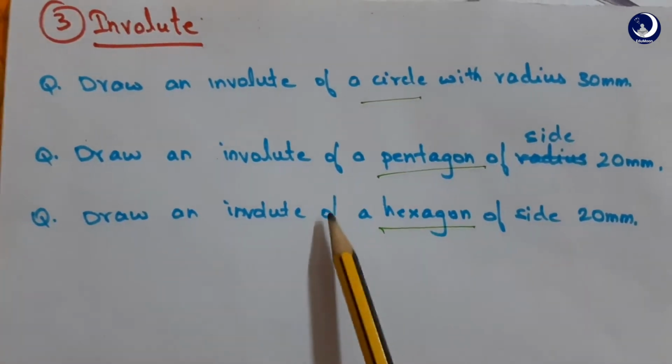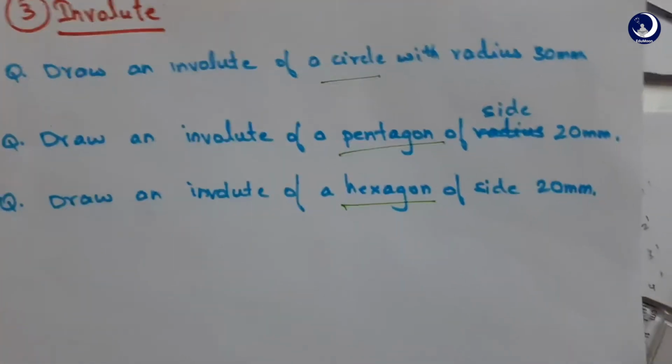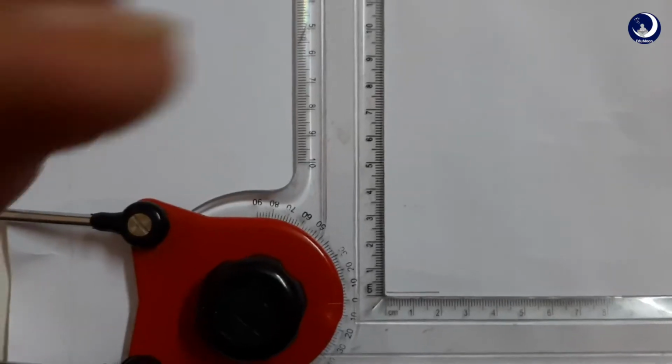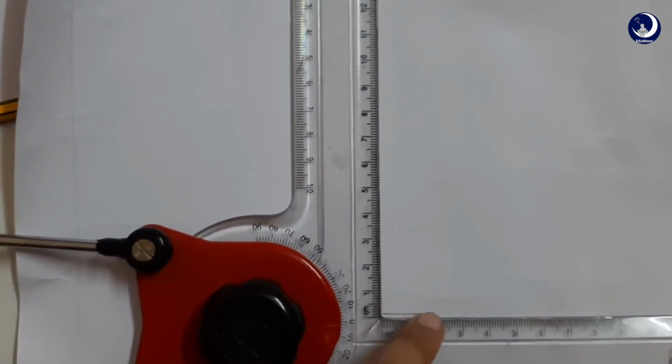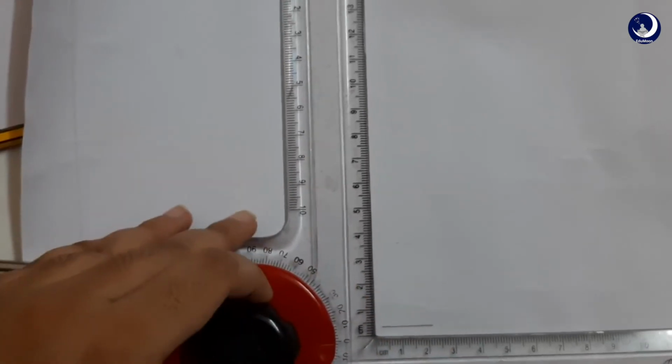So I'll solve the 3rd question. Draw an involute of a hexagon of side 20 mm. In the center of my paper, I'm going to draw a hexagon. If you don't know how to construct a hexagon, first you draw the base line of side 20 mm, as given in the question.